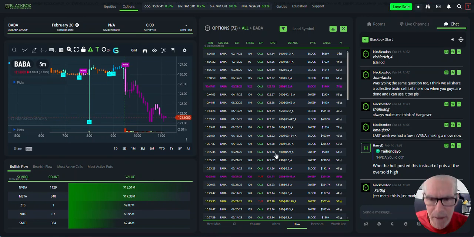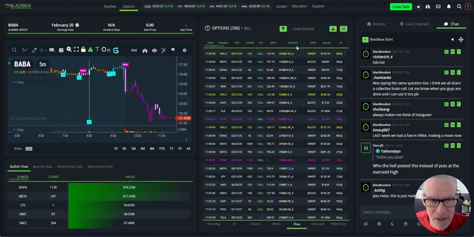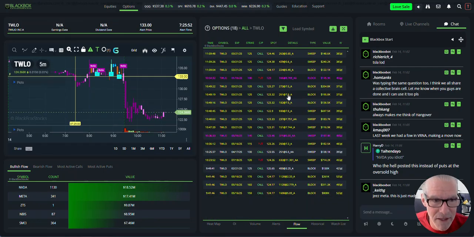BABA's, of course, very, very popular among option traders. If you start to see ticker symbols in here that don't show up very often, Twilio is not that common. And look at how many calls are being bought today in Twilio. It reported earnings last night. I think it got knocked back on earnings, but people are seeing this as a buying opportunity.